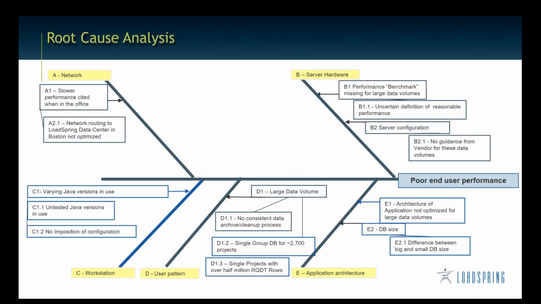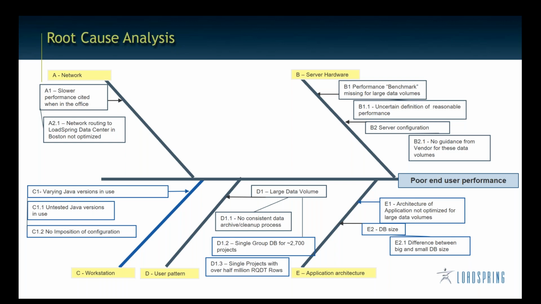So let's talk about how we identify root cause issues. You see on the screen here a root cause analysis diagram. This is also known as an Ishikawa diagram, formally named after the Japanese quality innovator Ishikawa, who created this. It's also known as a cause and effect diagram, or informally as a fishbone diagram.